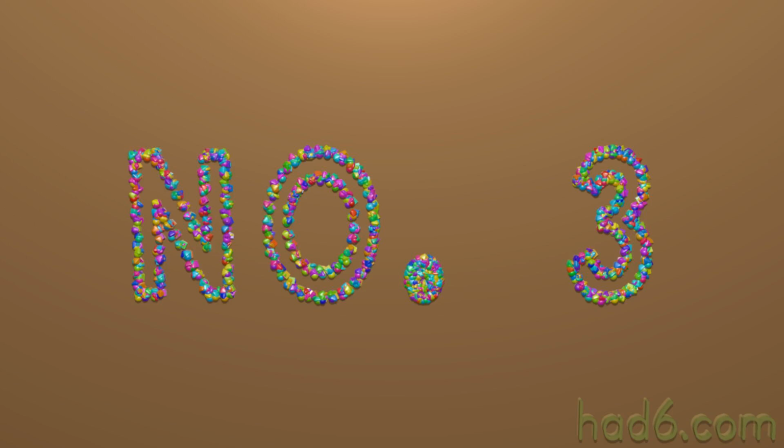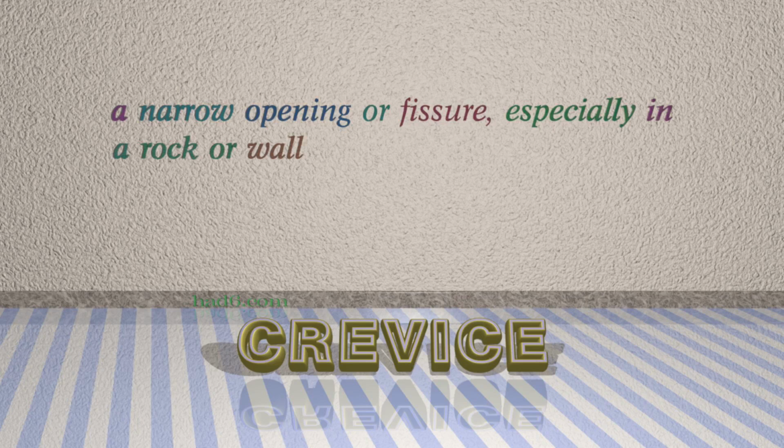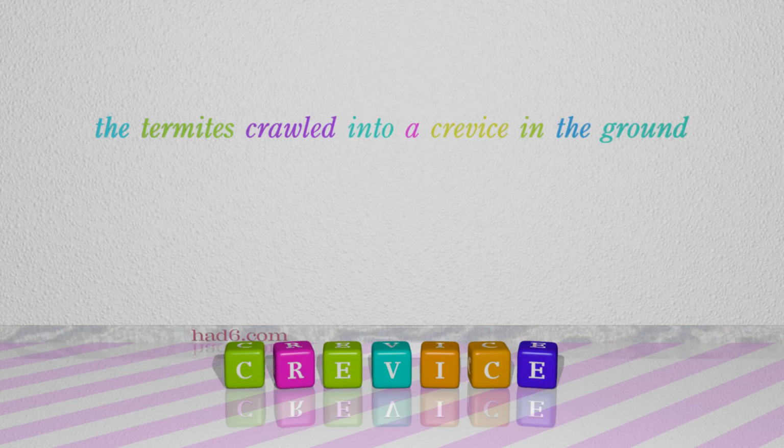Number 3. Crevice. Which means a narrow opening or fissure, especially in a rock or wall. Crevice. For example, the termites crawled into a crevice in the ground.